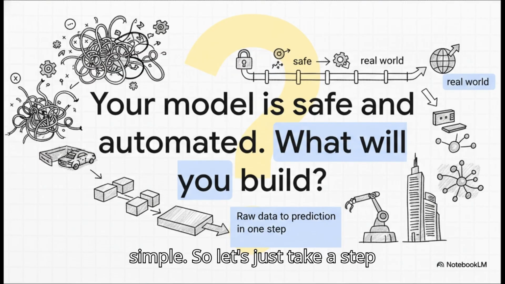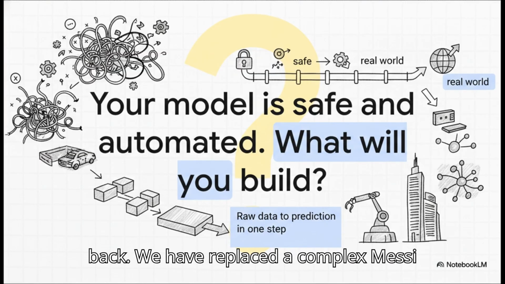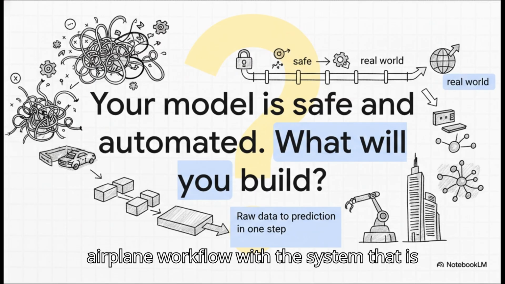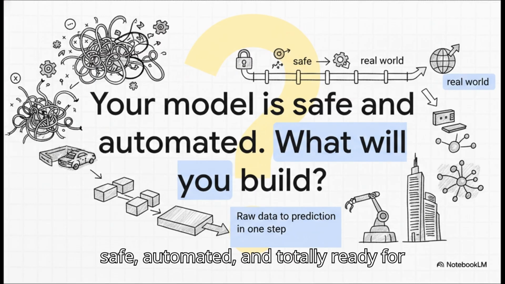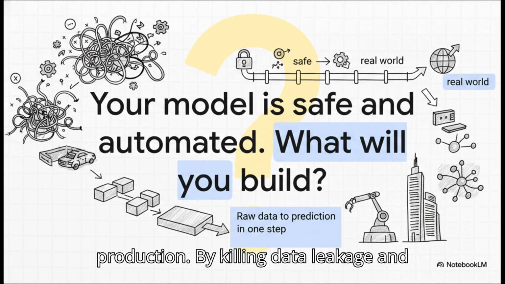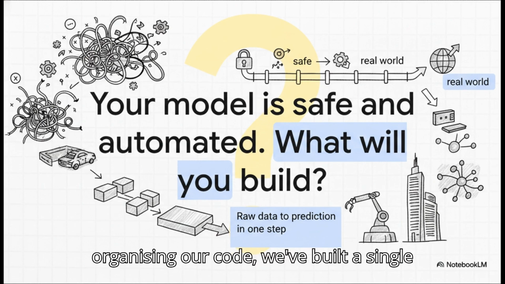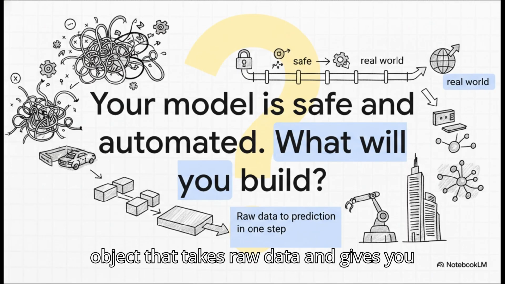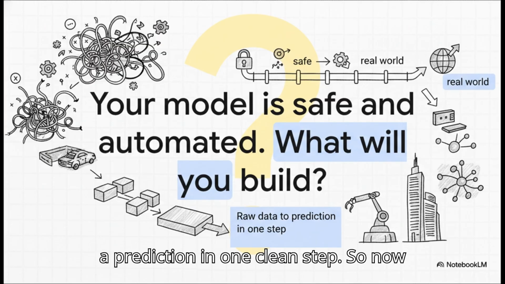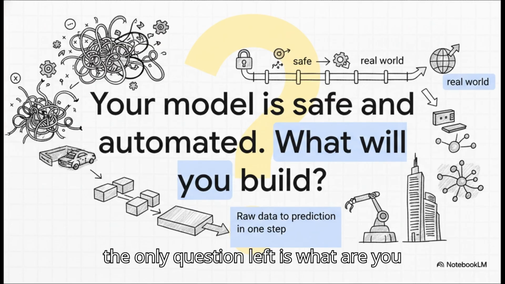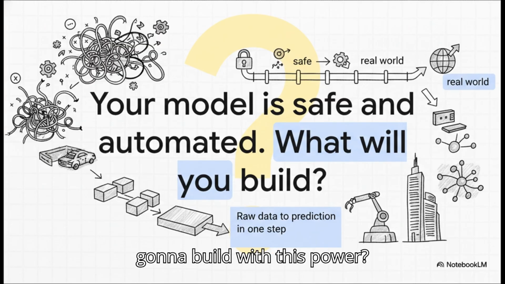So let's just take a step back. We have replaced a complex, messy, error-prone workflow with a system that is safe, automated, and totally ready for production. By killing data leakage and organizing our code, we've built a single object that takes raw data and gives you a prediction in one clean step. So now, the only question left is, what are you going to build with this power?